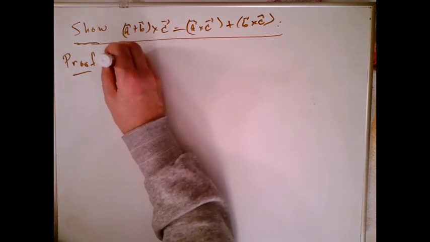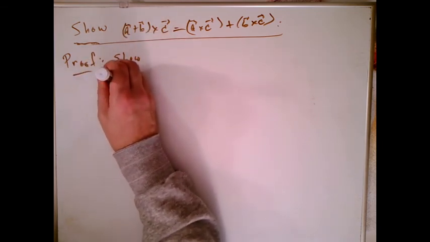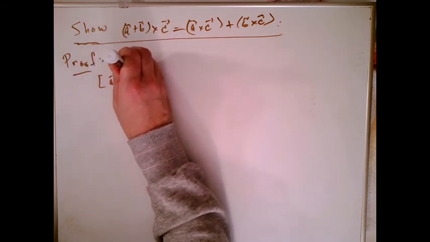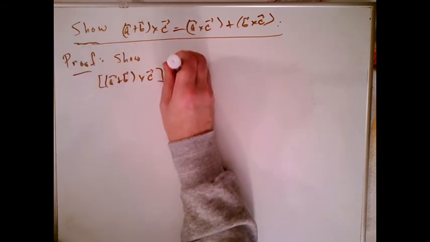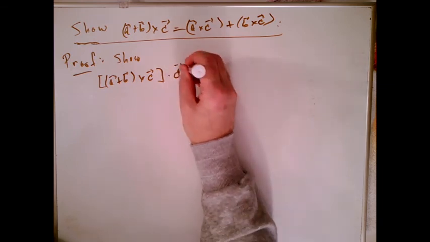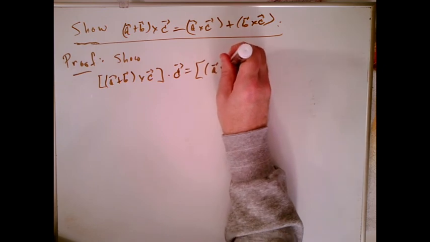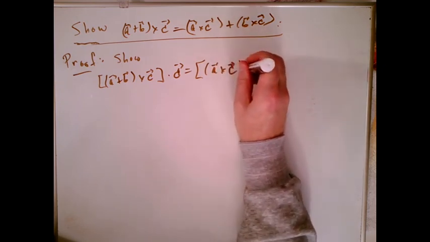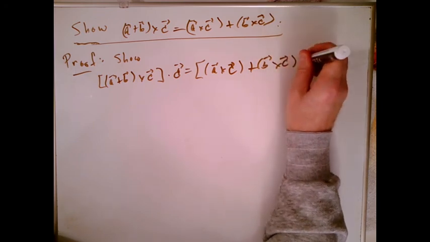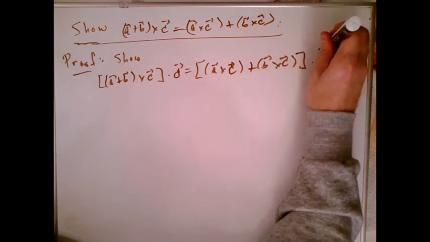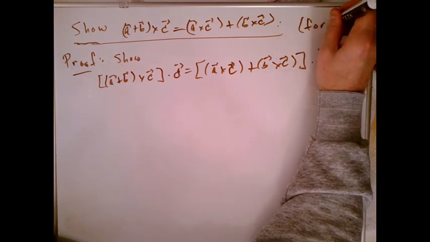We are going to show that (A plus B) cross C dot D is always equal to (A cross C plus B cross C) dot D, and we're going to say that for all D. Put that in parentheses, for all D.